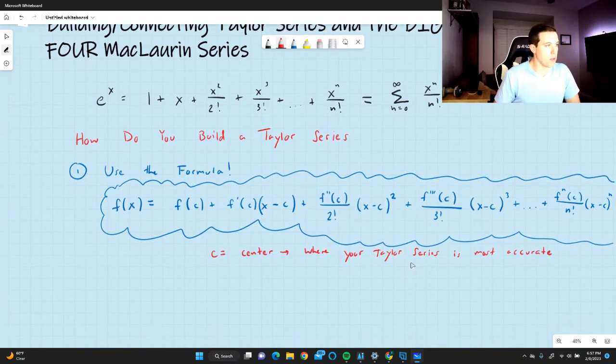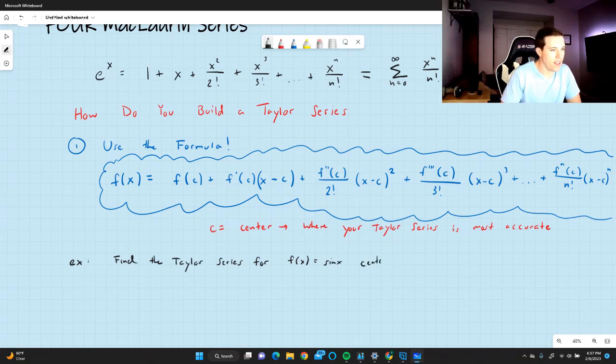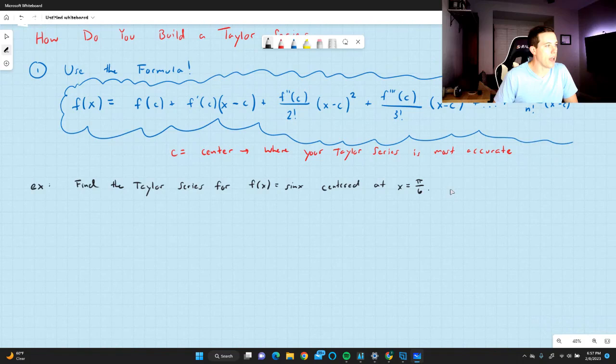So with that, let's build our first Taylor series using the formula, and let's build it for sine. Here's an example. We're going to find the Taylor series for f of x equals sine x, but I'm going to be annoying about it, centered at x equals pi over 6. If it was 0, this problem would be a lot easier, which we'll get to. But I'm going to give us a challenging one to start.